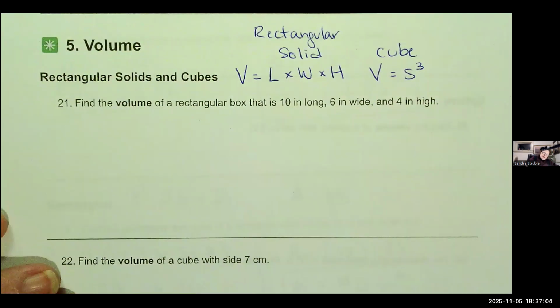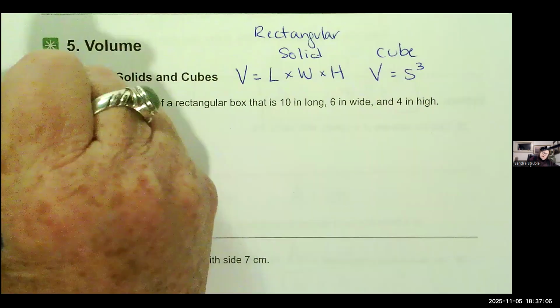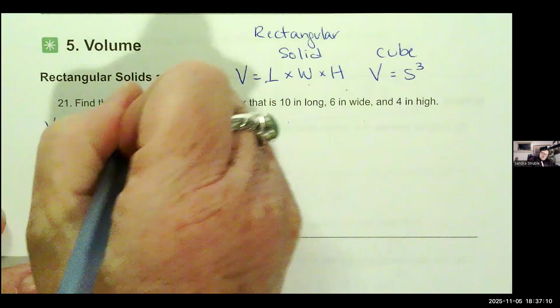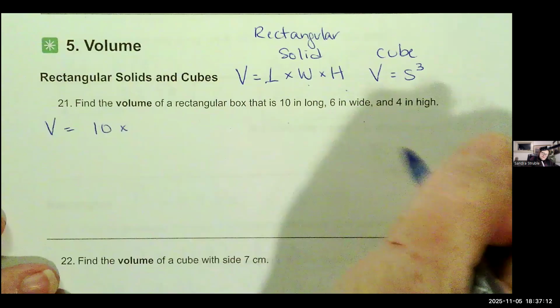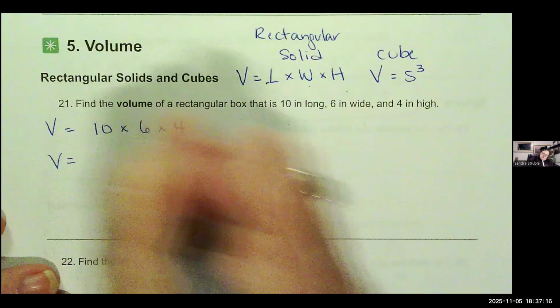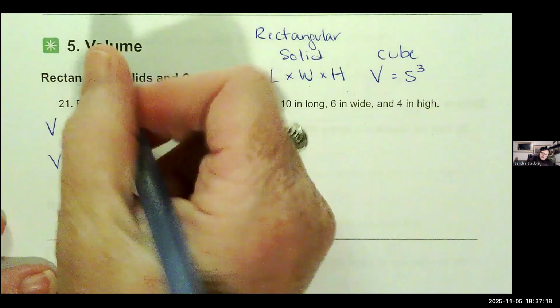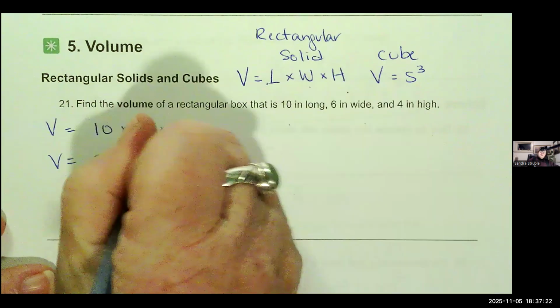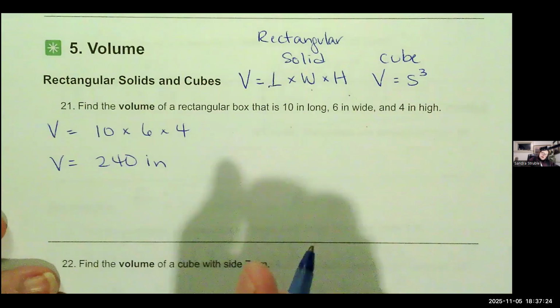So the volume is length times width times height because they're all different lengths. So 10 times 6 times 4 is 240. And it's inches. Now with volume, this would be something great to put on your note card. Volume is always measured in cubes.